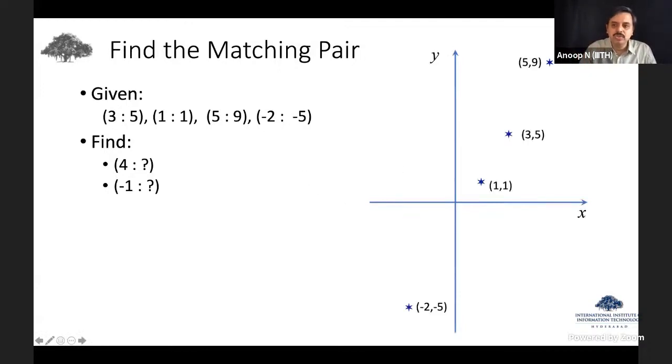Yeah, one way to do it is to think of these pairs as points in a 2D space. So you plot these points in a 2D space. Think of the first one as X and the second one as Y. You have 3, 5 is a point in there. 1, 1 is a point in there. 5, 9 is a point in there. And -2, -5 is a point in there.